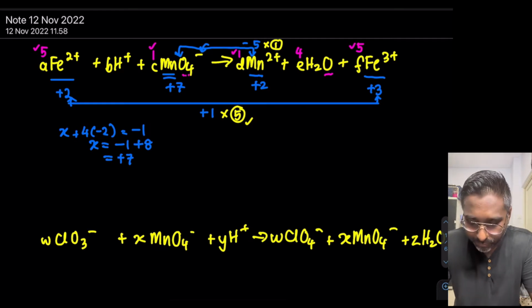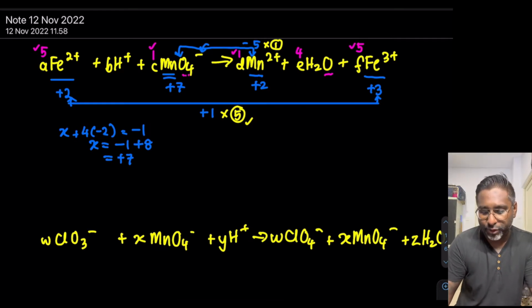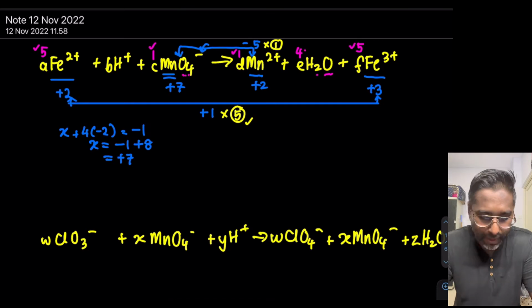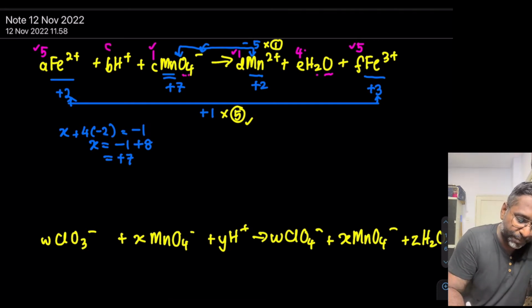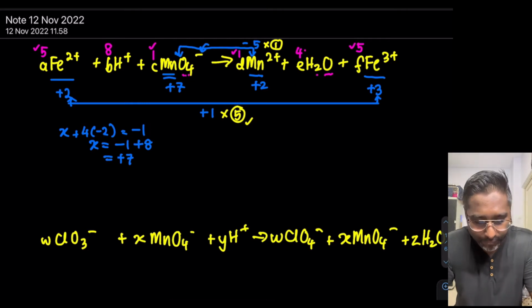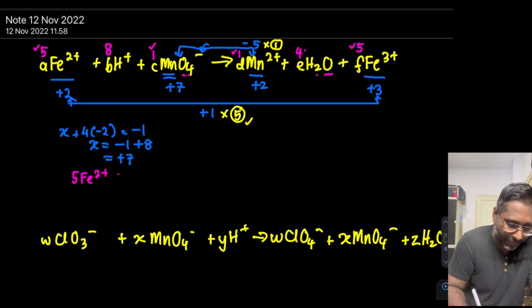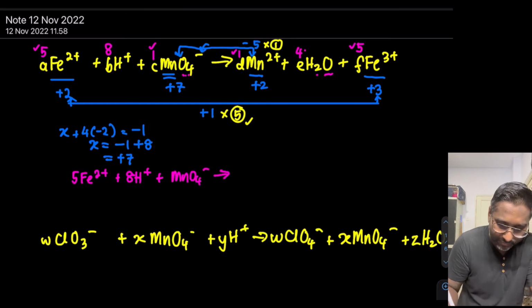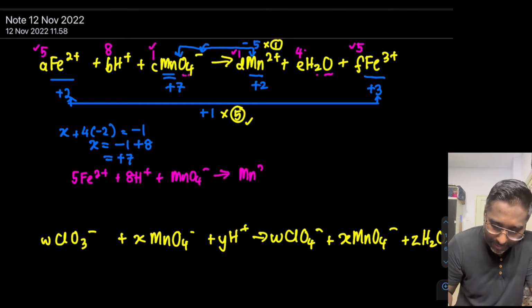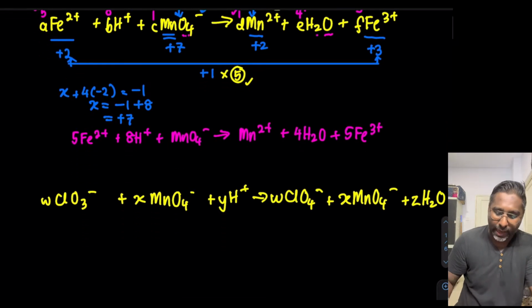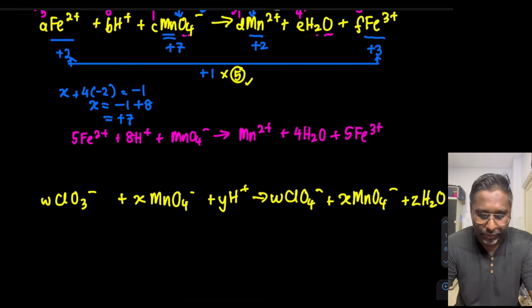Once I have the 4 oxygen, now I can look at the number of hydrogen atoms, and I found out that 4 times 2, I have 8 hydrogen atoms. So I need to have 8 hydrogen atoms, so B is going to become 8. Therefore, I have solved this. The final answer is going to be 5Fe2+ + 8H+ + MnO4- giving you Mn2+ and 4H2O and 5Fe3+.